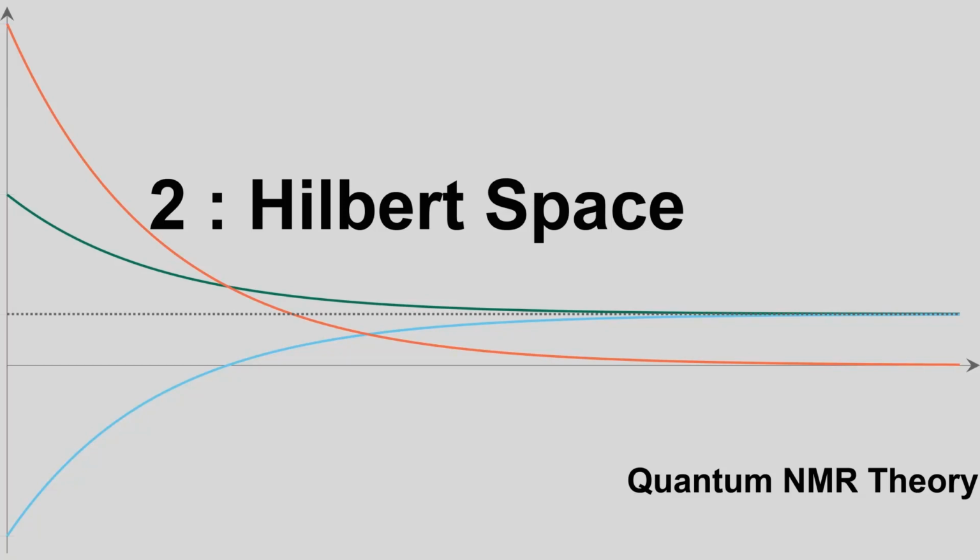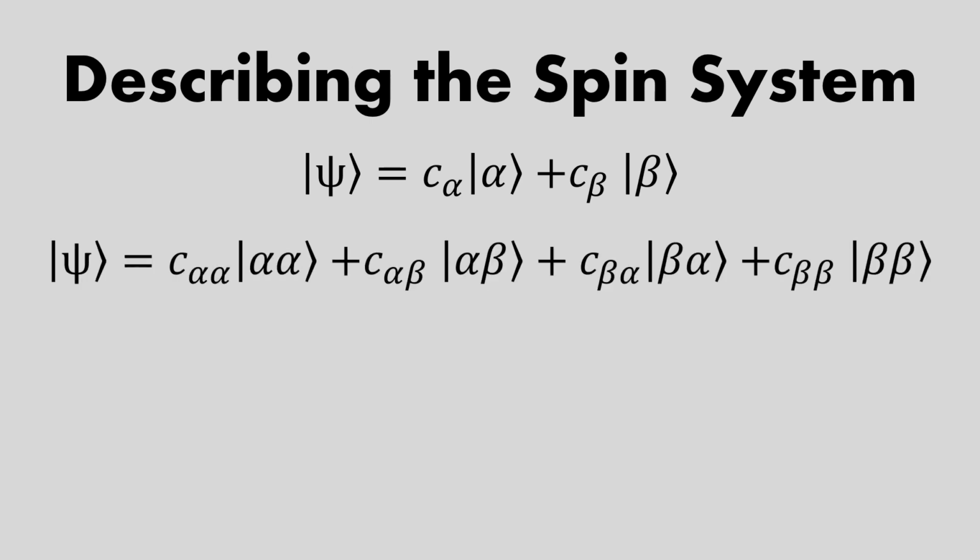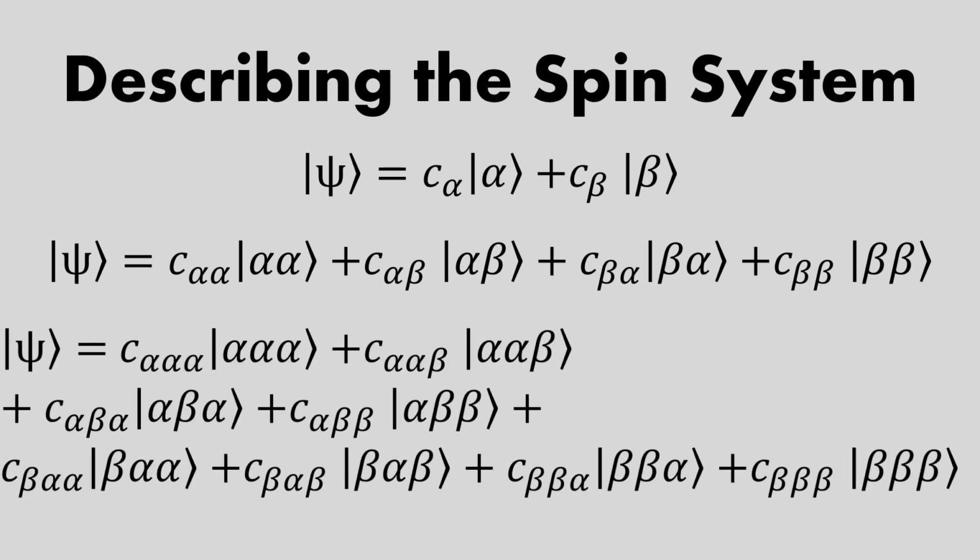Welcome to our second video about the quantum theory of NMR, about Hilbert space. In the previous video we discussed how to describe our spin system, and we decided that the best way is to use the linear combination of stationary states. But this description is not exactly handy, since it's okay for just a spin-1/2 nucleus, but if we go to 2 spin-1/2 nuclei, it becomes pretty crowded and completely messy for 3.